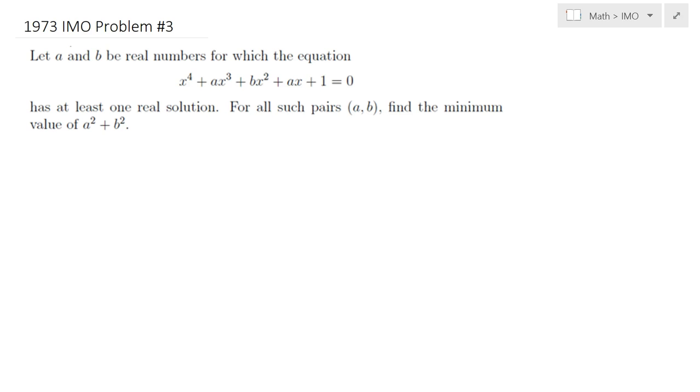Let A and B be real numbers for which the equation given as such has at least one real solution. For all such pairs A and B, where A and B are obviously these coefficients, find the minimum possible value of A squared plus B squared such that we have that one real solution. We should have at least one real solution.